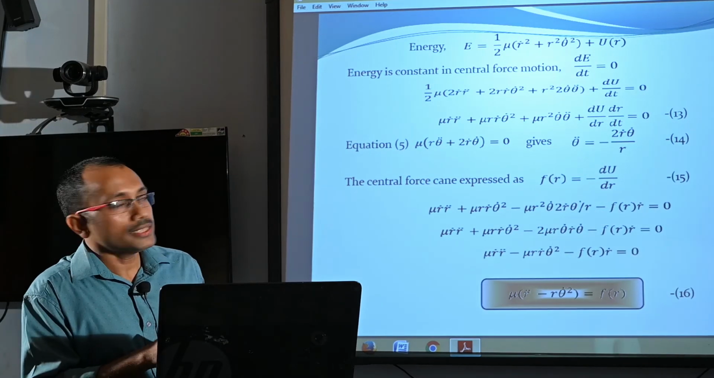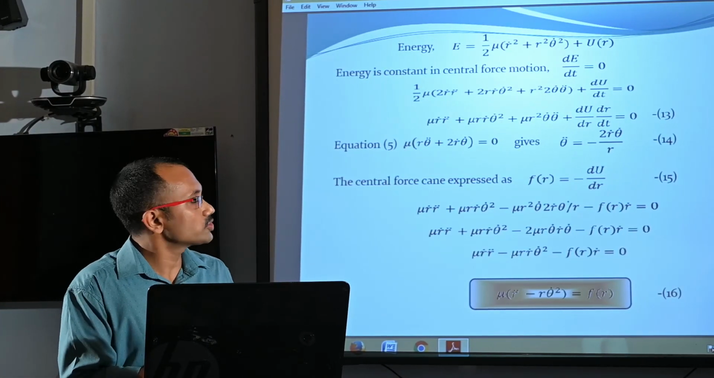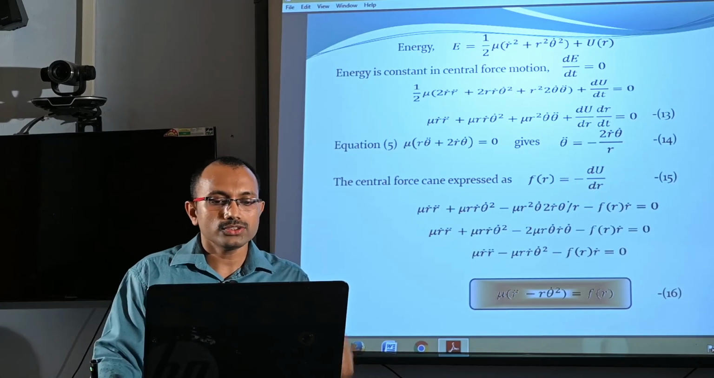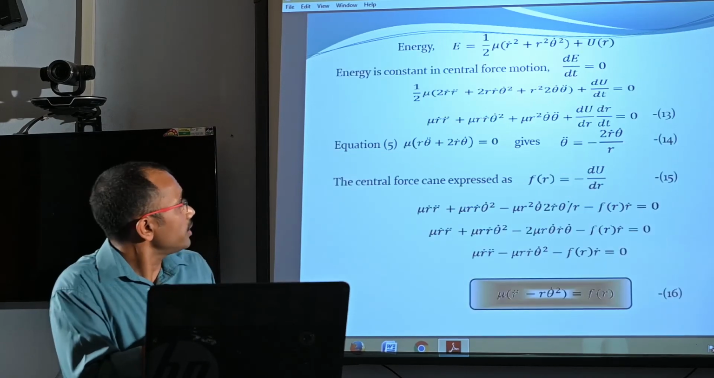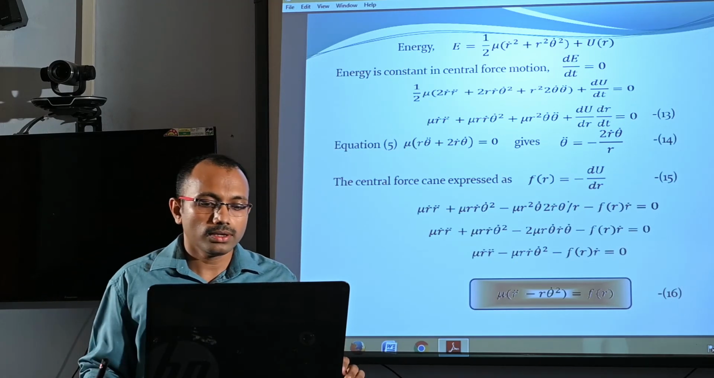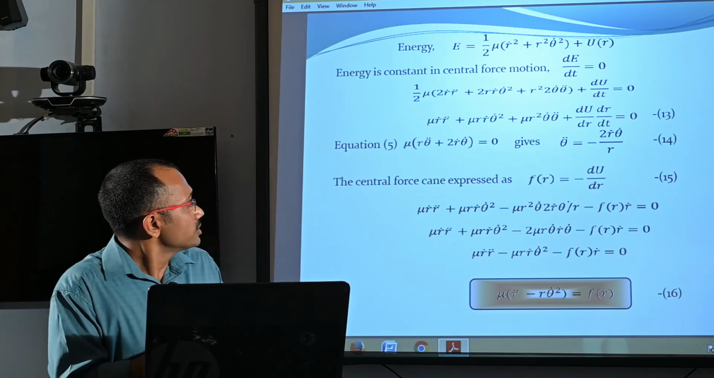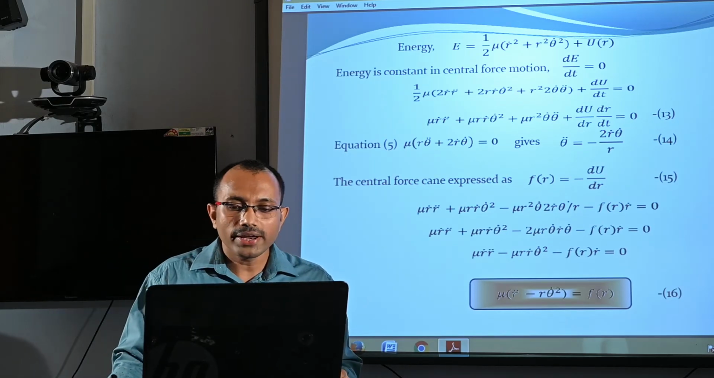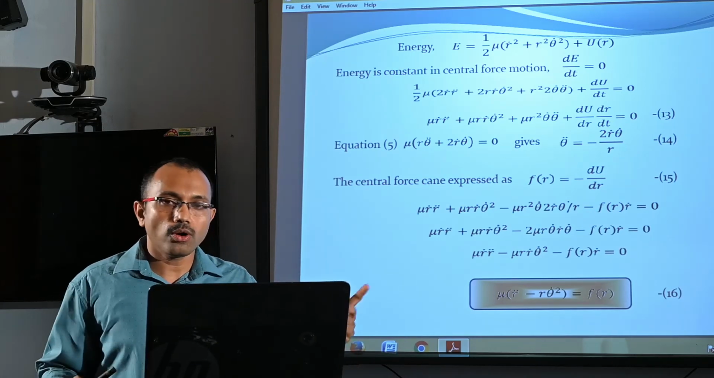So, the equation can be written as mu r dot r double dot plus mu r dot theta dot square plus mu r square theta dot theta double dot plus du by dr d by dt of r equal to 0. We already have an equation, which we discussed in the previous slide, that mu r theta double dot plus 2 mu r dot theta dot equal to 0, which gives theta double dot equal to minus 2 r dot theta dot by r. Similarly, the central force can be expressed as f of r equal to minus du by dr. So, I am substituting equations 14 and 15 into equation 13.